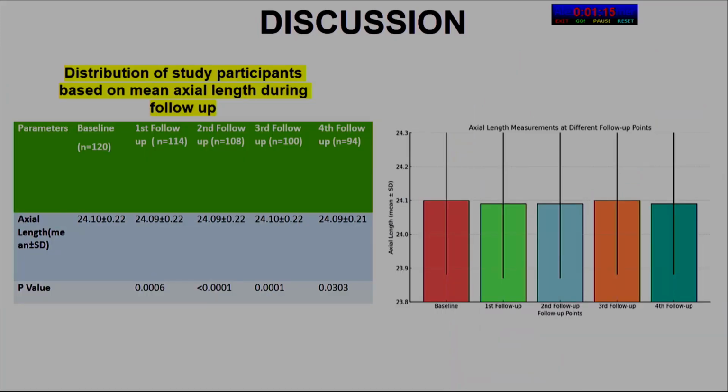of the study. This is the distribution. There is not much of a change in the axial length also, which could correspond to the stopped migration of the epithelial cells.